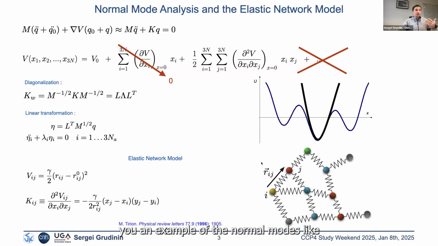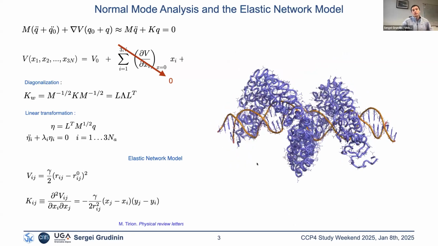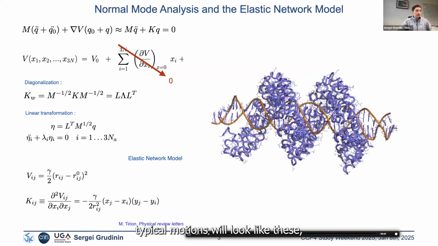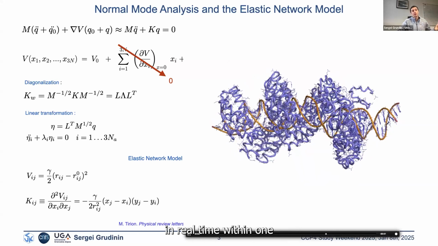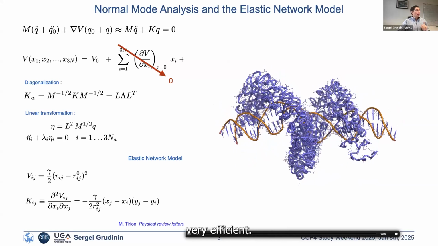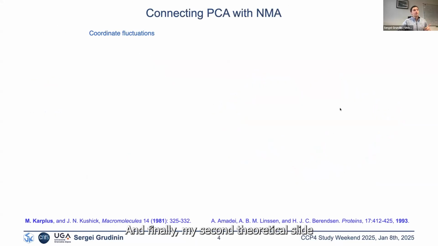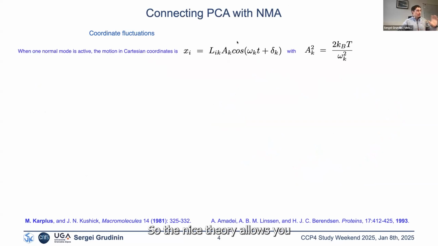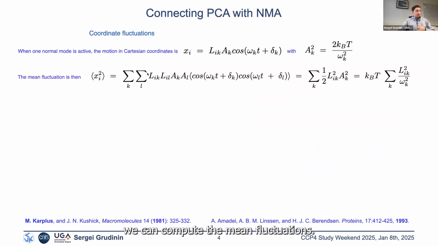To give you an example of normal modes, typical motions will look like this, and these motions are computed in real time within 1 second on a personal laptop. So the computations are very, very efficient. And finally, my second theoretical slide about the connections between PCA and NMA. The nice theory allows us to convert from the normal mode space into the Cartesian space using the harmonic approximation. We can compute the mean fluctuations. Because of the harmonic expansion, many terms will cancel out.